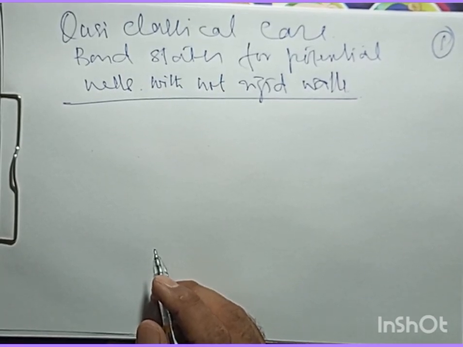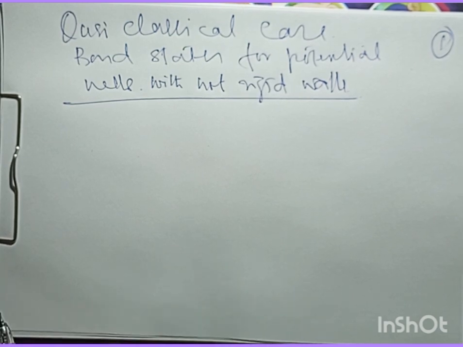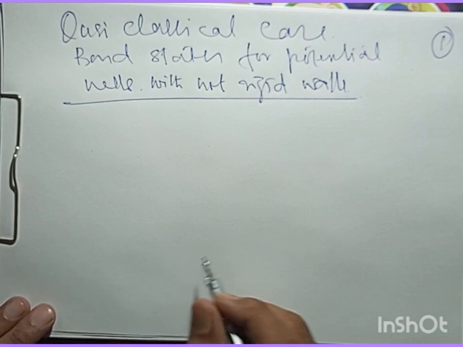In this video, we are going to proceed from our quasi-classical case that we discussed in the previous video, where we developed the wave function for the allowed region and for the forbidden region, and we have turning points.